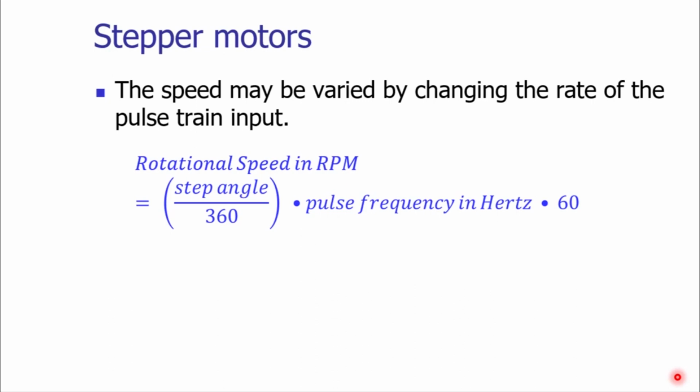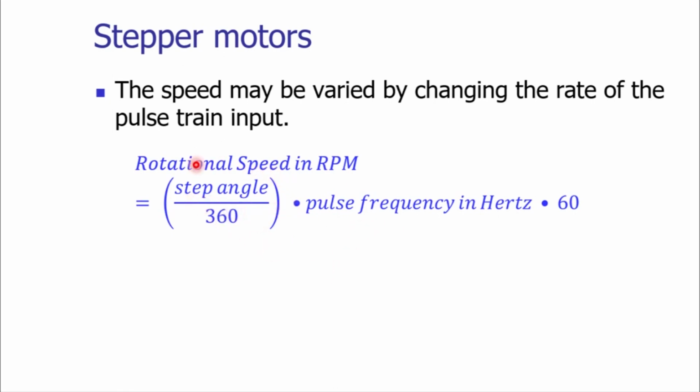On your screen, you can see the correlation between the rotational speed of the stepper motor in RPM as a function of the step angle and pulse frequency in hertz. The rotational speed of the stepper motor can be expressed as a product of the ratio of step angle to 360, into pulse frequency in hertz, into 60.